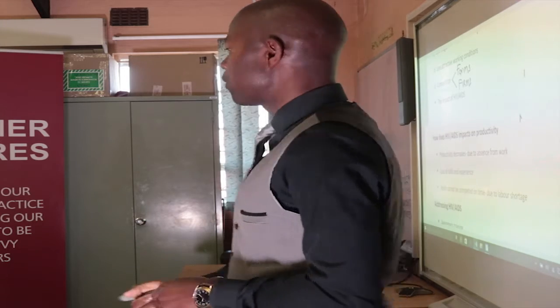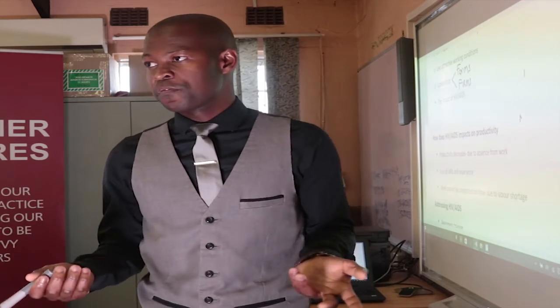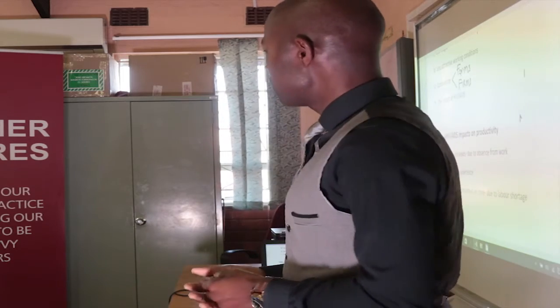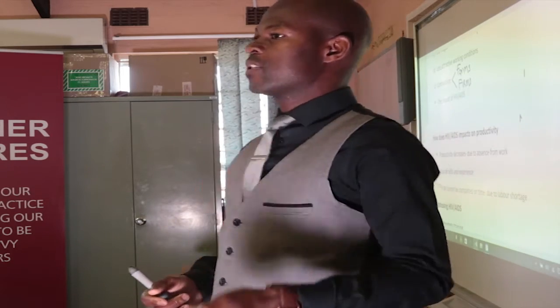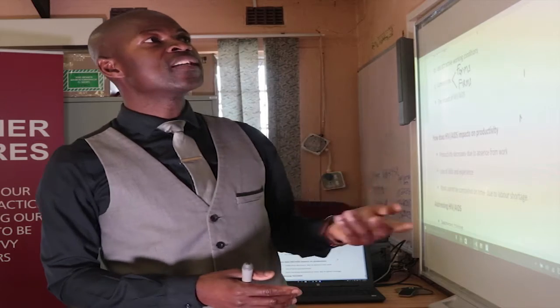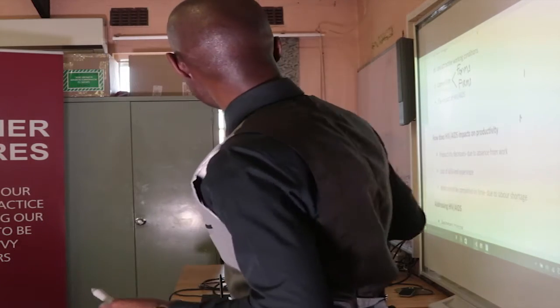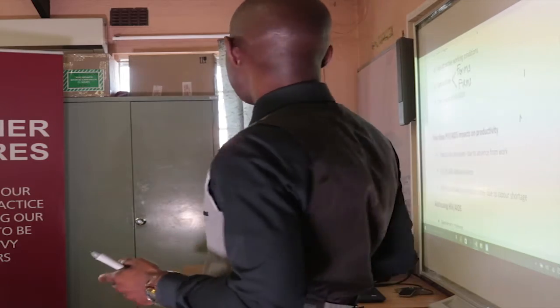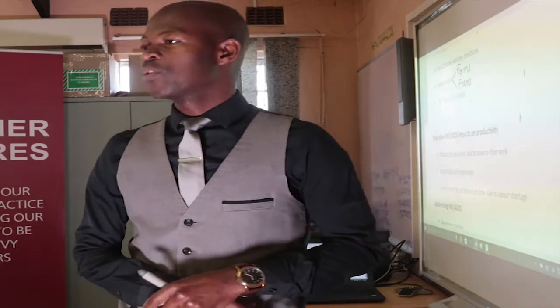Loss of skills and experience. Let's say someone loses their life due to HIV and AIDS. Then you lose the skill the person has and also the years of experience that person has. That's how it impacts the working environment in agriculture. And also, work cannot be completed on time. Why? Because of labor shortages.